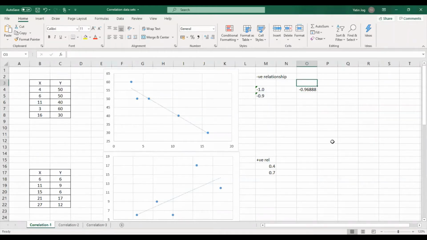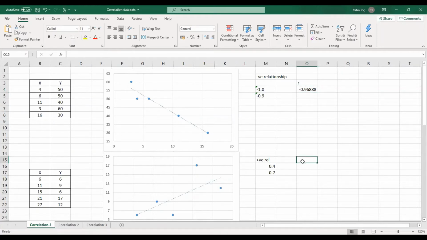This is the R value, relationship value, relationship coefficient, Pearson correlation coefficient. So minus 0.96, and that is fitting our assumption that because of the trend line, my value should be between -1 and -0.9. Yes, it is -0.96. So I can say this is a strong negative relationship between X and Y. There is a strong negative relationship between X and Y.